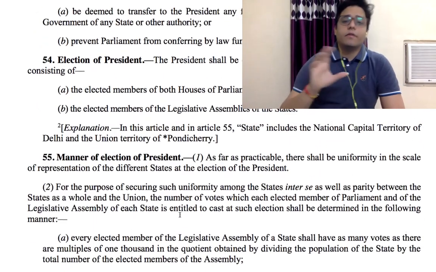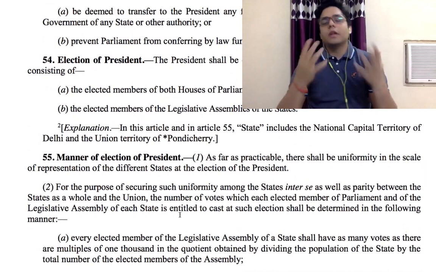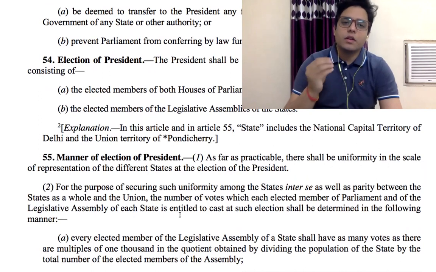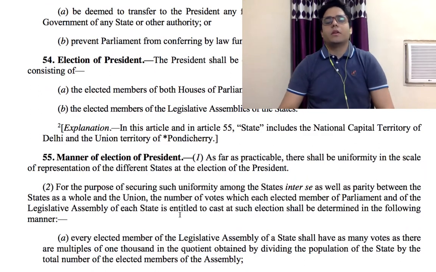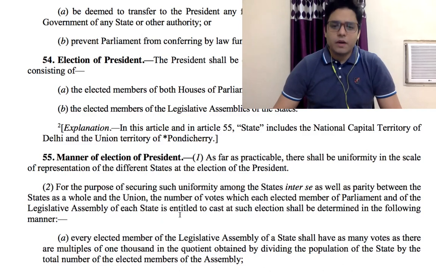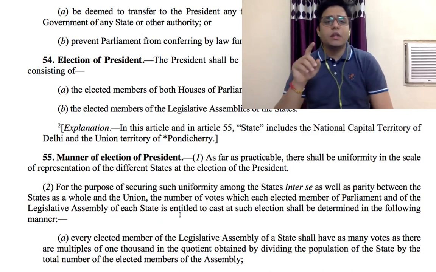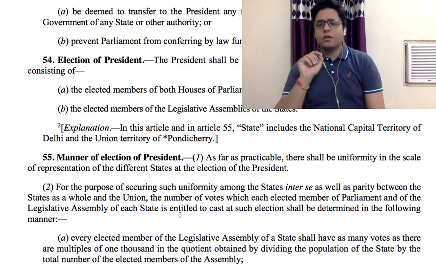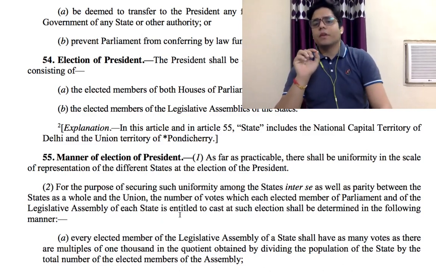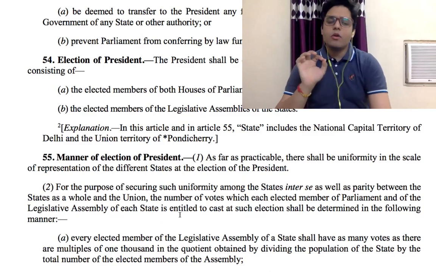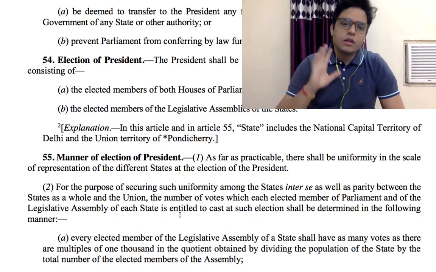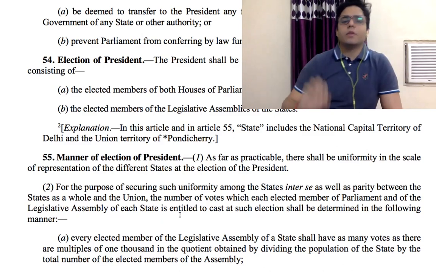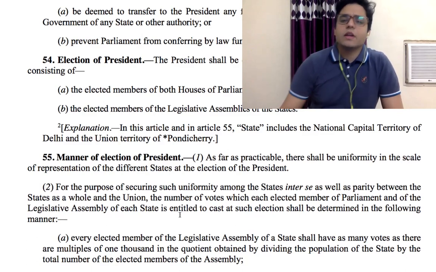Okay, Article 55. Now we understood how the election is held and what the way is. In Article 55, we will discuss the manner of election of the president. Sub-Article 1: as far as practicable, there shall be uniformity in the scale of representation of the different states at the election of the president. It should be the aim of the people organizing the presidential election that there is uniformity in the scale of representation of the different states at the election of the president.